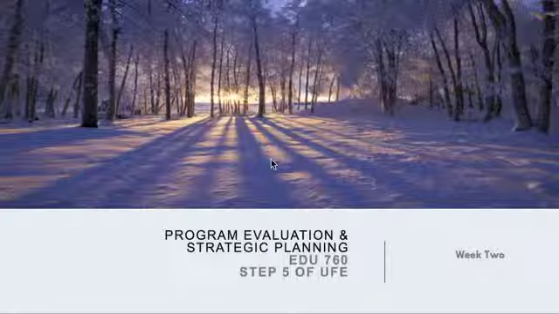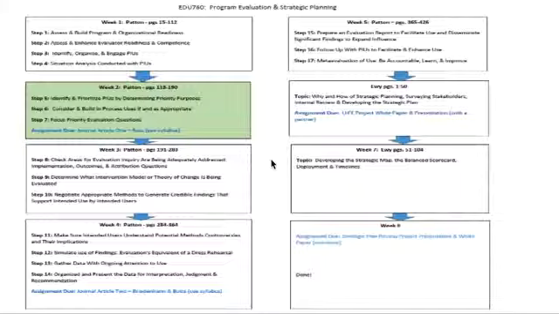Here is the graphic organizer that talks about the entire series of Week 2. Again, specifically this video will focus on Step 5 tonight, where we will identify and prioritize primary intended users by determining the priority purposes of a UFE evaluation. Later videos will focus on Step 6 and Step 7.